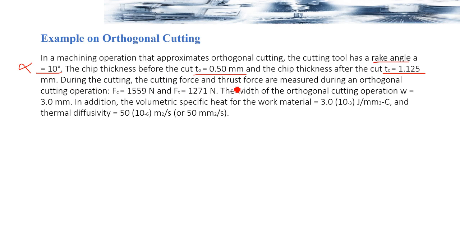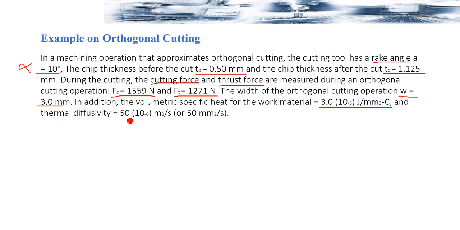The cutting force, that's the Fc, and the thrust force, which is the Ft, are measured during the orthogonal cutting operation to be: Fc is 1,559 Newton, and Ft is 1,271 Newton. The width of the orthogonal cutting operation, w, is equal to 3 millimeters. In addition, the volumetric specific heat of the work material, rho C, is equal to 3 multiplied by 10 to the power of minus 3 joule per cubic meter degree.